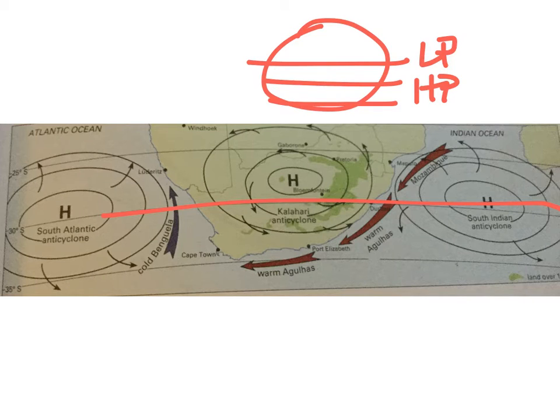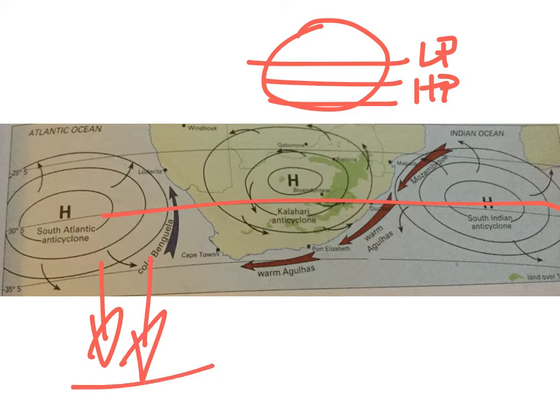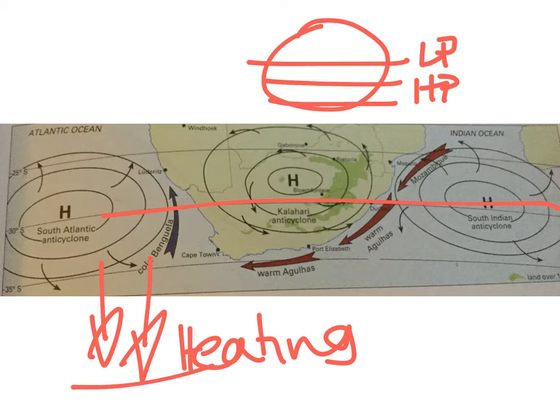Now, you have to understand that in a high pressure, I have subsidence. Any moisture will evaporate, and therefore I will have heating. So I'm going to have stable conditions and no rain. That is why we have this whole area as a desert, because there is no rain. Because these high pressures, I have subsidence, and as the air subsides, it heats up and all moisture is evaporated.